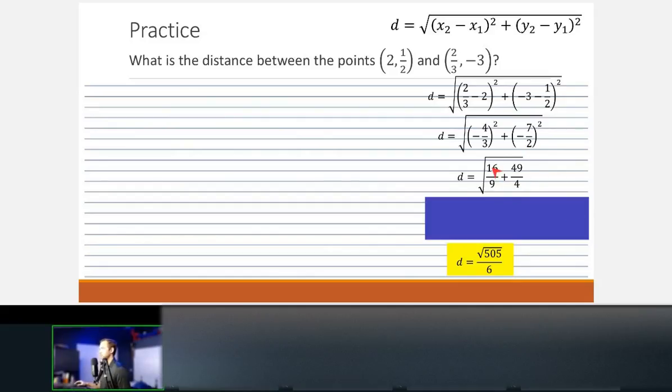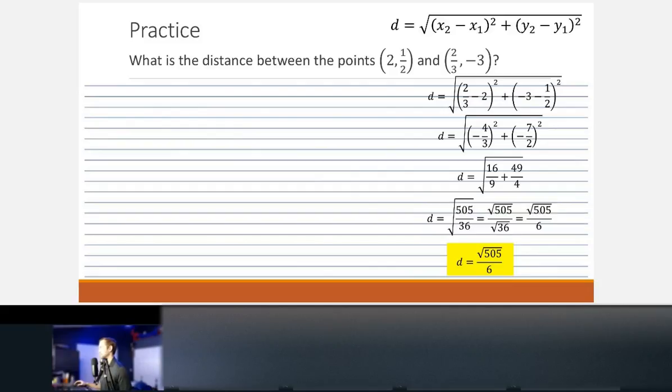Okay, and then we have 16 over 9 plus 49 over 4. We're going to add these together. Either you know how to do it by hand or you have a calculator that does it for you. Butterfly method. I don't know what that is. But regardless of how you added these together, you should get 505 over 36.